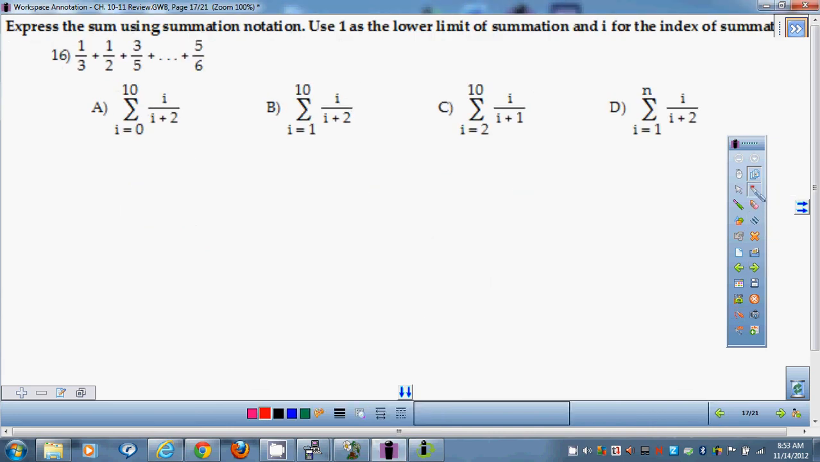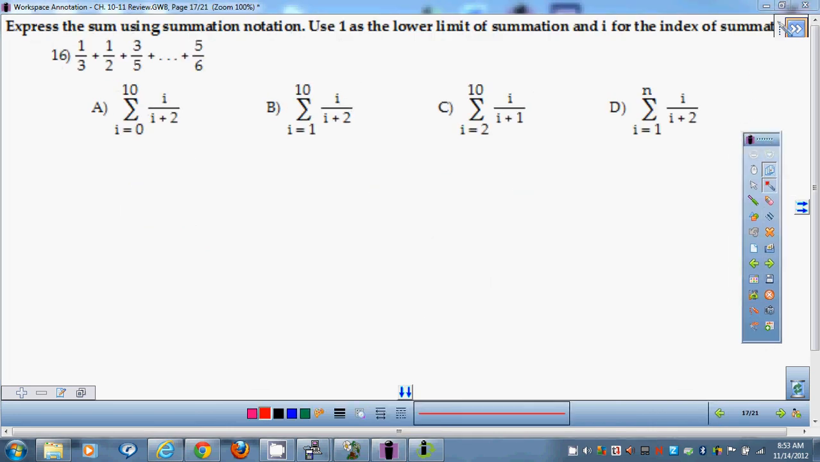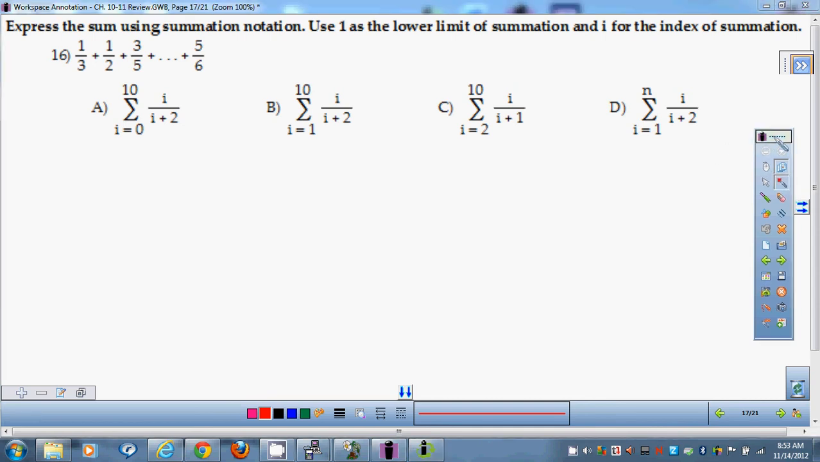Okay. Dang it, I forgot again. I'm really bad at this. Express the sum using summation notation. It's a fun thing to say. All right. What? C. Or you could just plug 1, 2, and 3 into these equations and see which one works for all three. That's probably the easier way to do it.